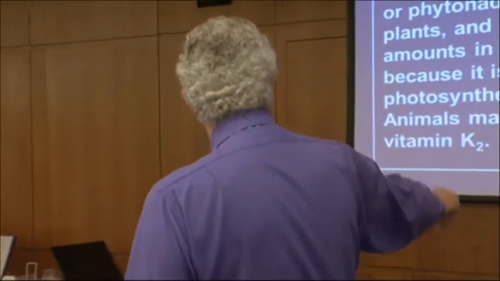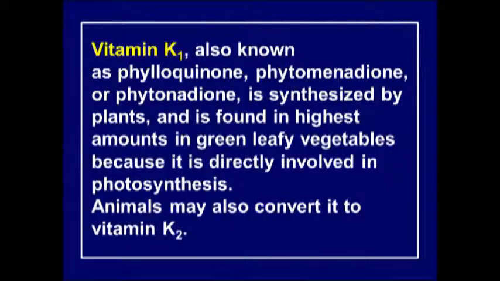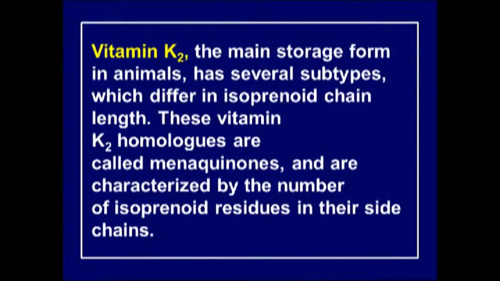So how the body converts K1 to K2 is a bit of a mystery, but we know we can get through fermented vegetables, things like sauerkraut and so on, we can obtain K2 naturally. It's the main storage form in animals, and has several subtypes which differ in their chain lengths. These are called Menaquinones.